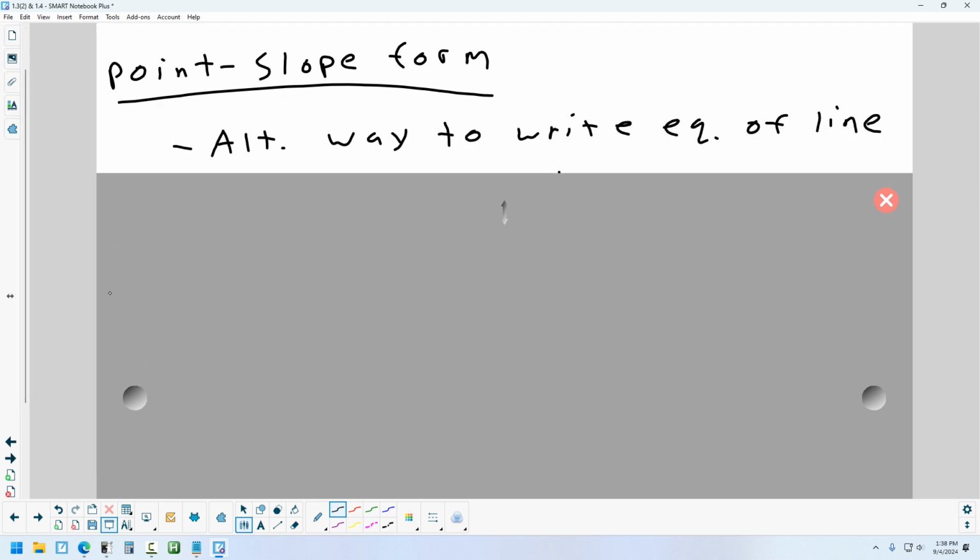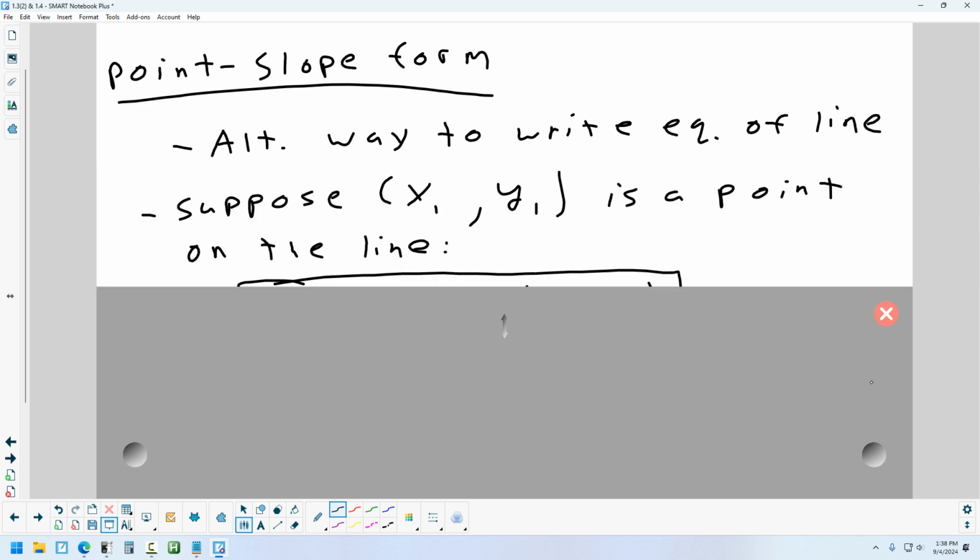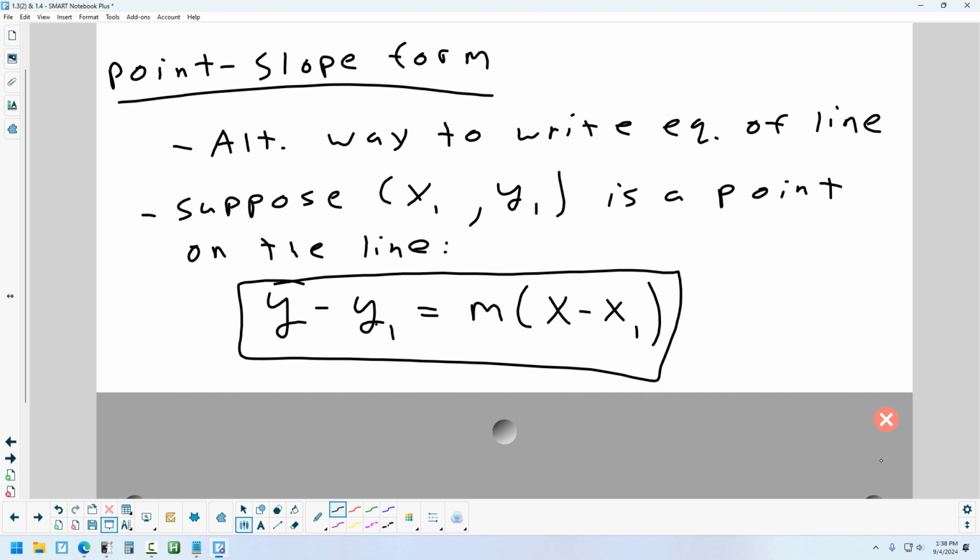All right, so another format that we do use to write the equation of a line, it's not as common as slope-intercept, but it's called point slope. Does anyone remember seeing y minus y1 equals m times x minus x1? Remember that? Okay, so this format is helpful when you do not know the y-intercept.